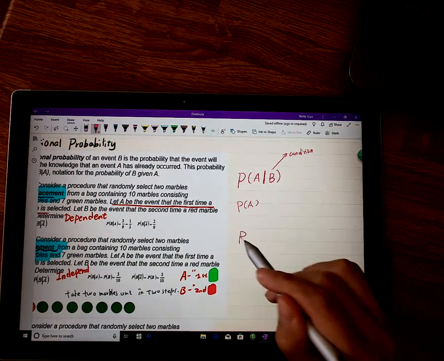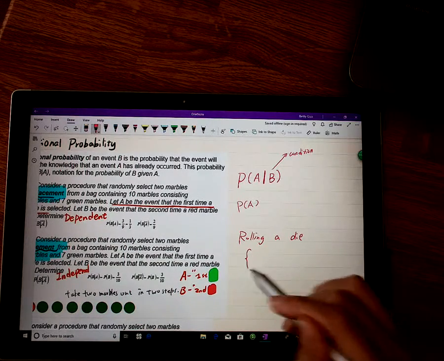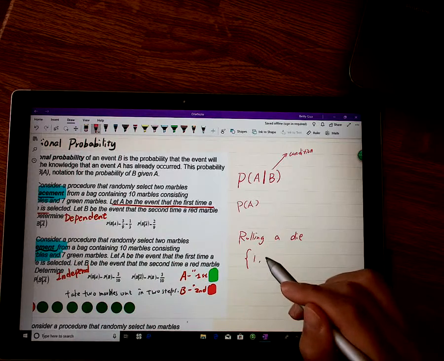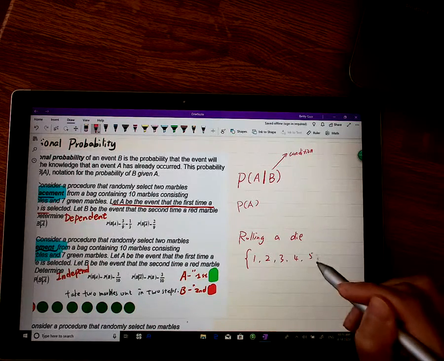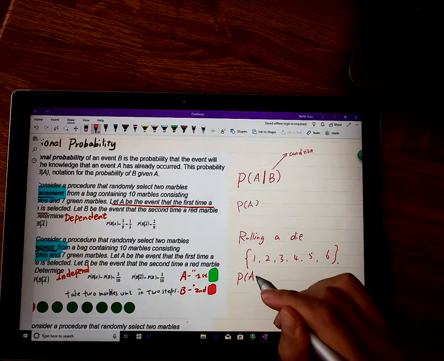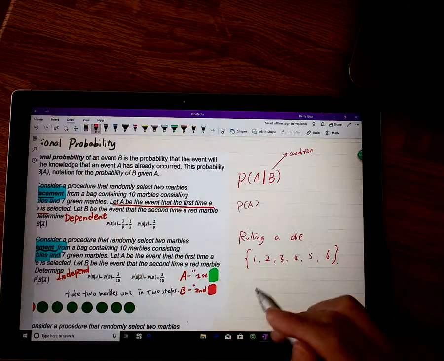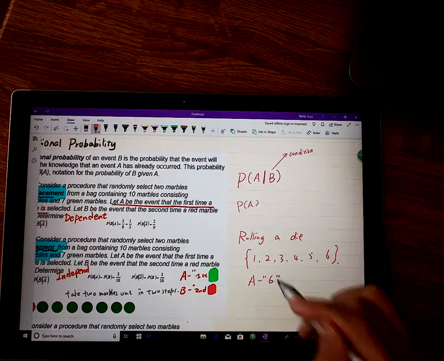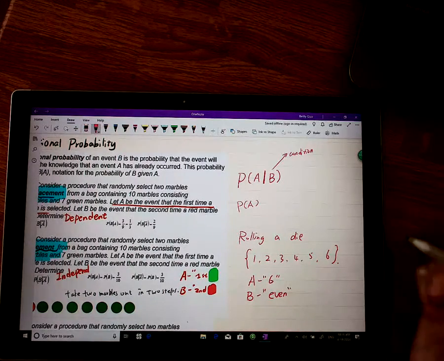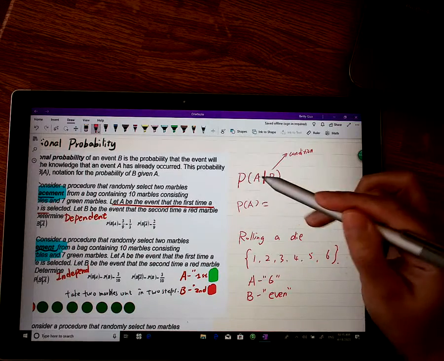Let's consider rolling a die. You should know the sample space contains 6 outcomes. You either get a number 1 or 2, 3, 4, 5, 6. Okay? So let A be the event that you get a number 6, and B would be the event that you get an even number. Let's see the probability of A and the probability of A given B.